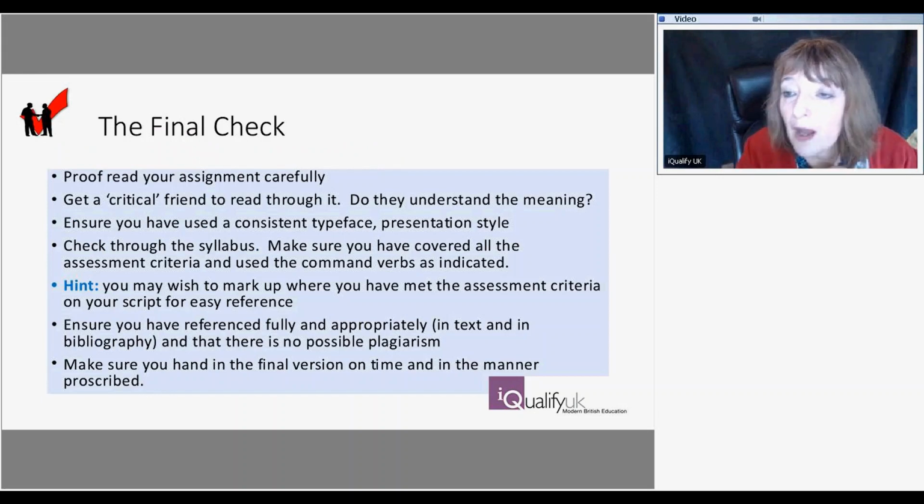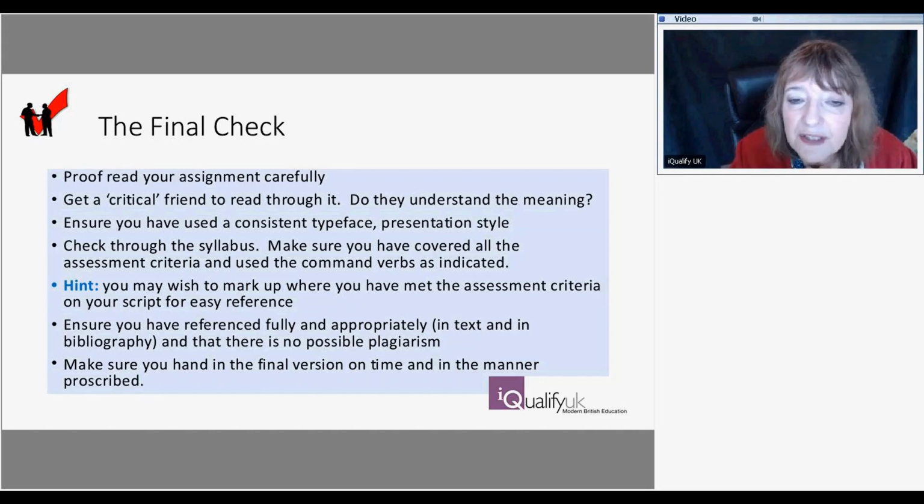So, final check. Proofread your assignment very carefully before you submit it. Get a critical friend to read it through. Do they understand the meaning? Even if they're not a student of business, they are less likely to understand it if you have written it quite badly. So do they understand it? If they understand it, you're part of the way there.